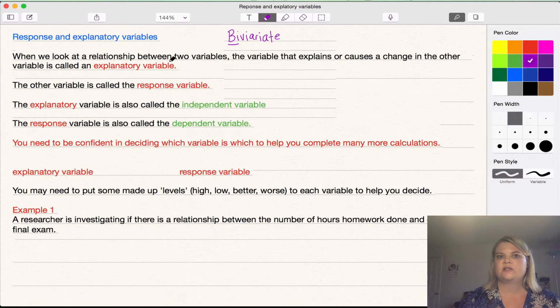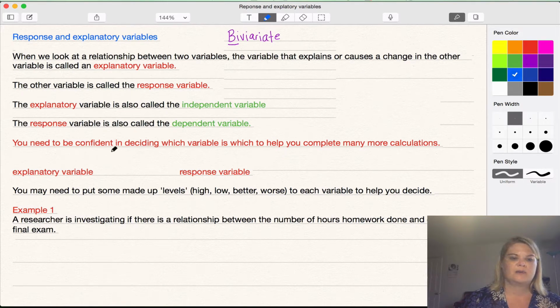When we look at a relationship between two variables, the variable that explains or causes a change in the other variable is called an explanatory variable. So it's kind of got the word explain in it. The one that explains the other one is the explanatory variable, and the other one is called the response variable. Explanatory is also independent, response is also dependent. If you haven't heard these terms before, don't worry about them. But if you have, then it will help you understand which one's which. You need to be really confident in deciding which variable is which to help you complete many more calculations that we're going to be doing over the next few weeks.